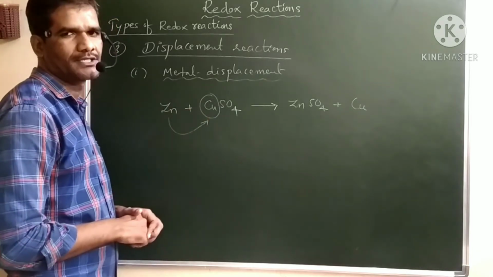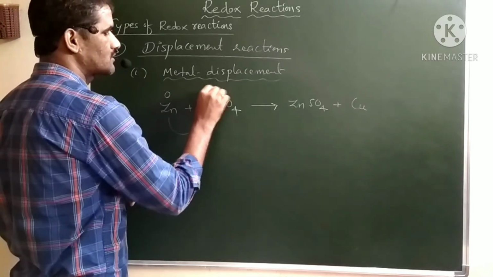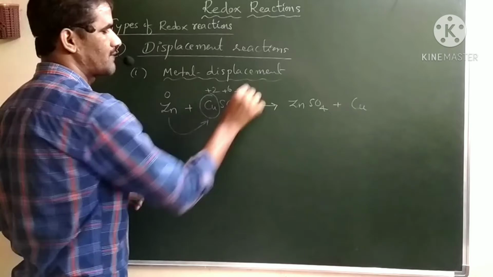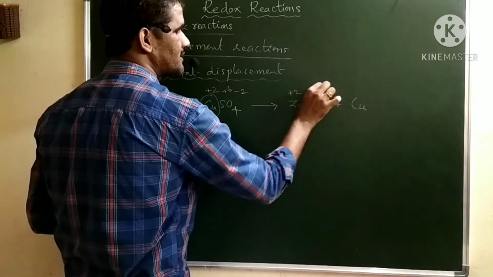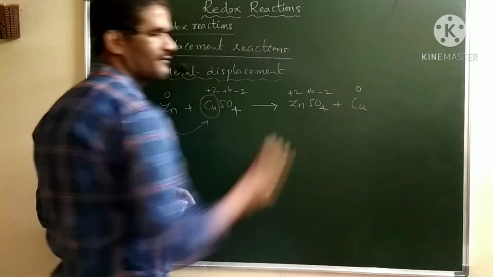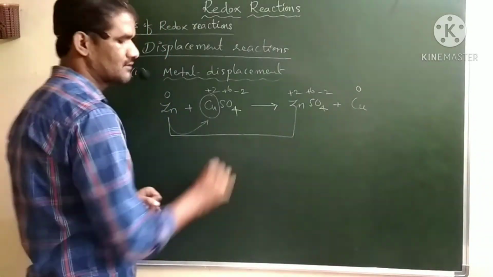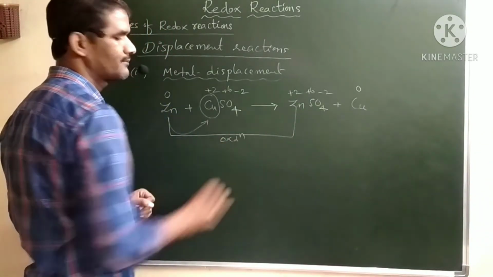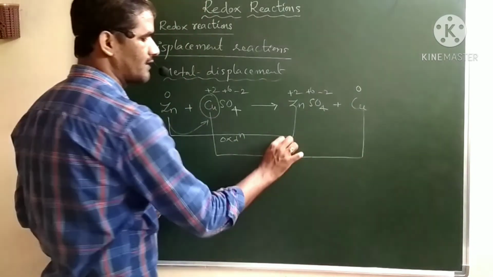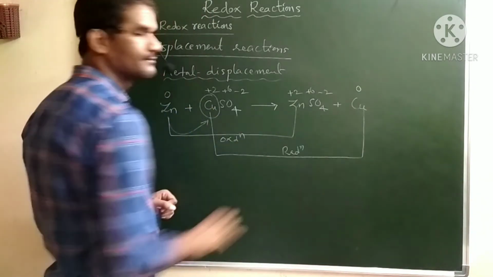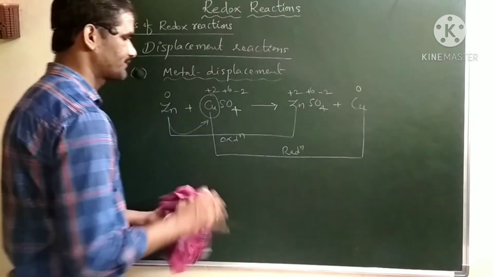It is a redox reaction again. If you want, you can check: zinc 0, copper plus 2 oxidation state, sulfur plus 6, oxygen minus 2. And here zinc plus 2 oxidation state, sulfur plus 6, oxygen minus 2, and the copper in the free elemental state is 0. Now zinc 0 to plus 2 is increasing oxidation state, so it is an oxidation reaction, and copper plus 2 to 0 is decreasing oxidation state, so this is a reduction reaction. Both oxidation and reduction are there here, so it is a redox reaction.